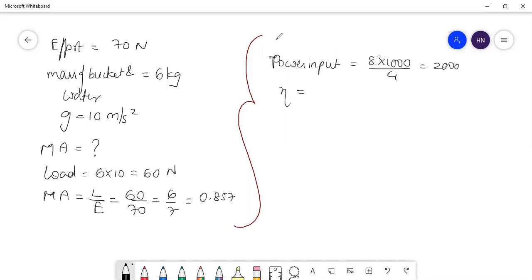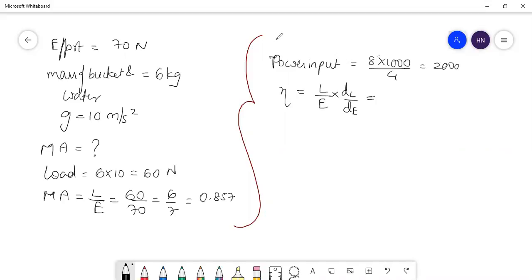How do we get the efficiency formula? Where is efficiency written? It is given that the efficiency is 75%, so it will be 0.75.